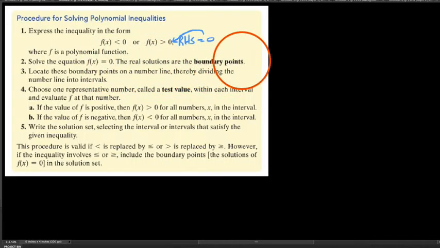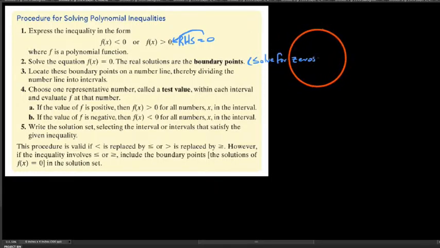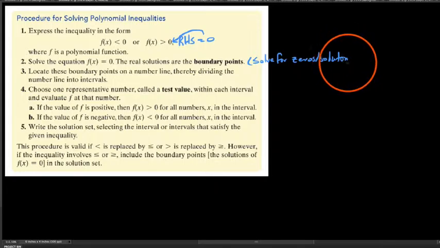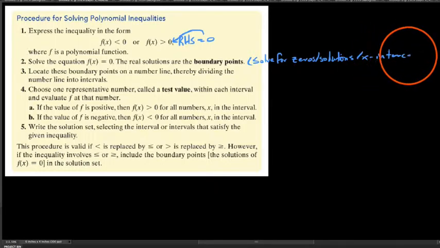In other words, what we're going to put right here is solve for zeros, or solutions, which is what we call zeros sometimes. Solutions, or we say x-intercepts, basically. Solve for these values here. And so what we're going to do is locate these boundary points on a number line, thereby dividing the number line into intervals.